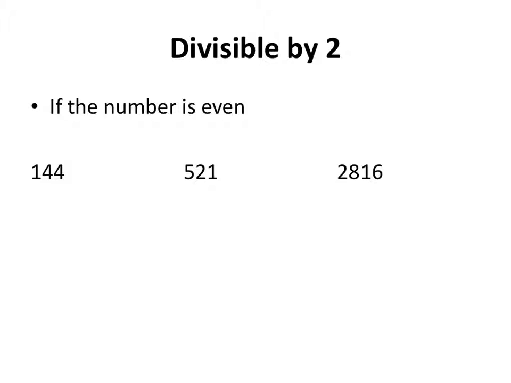Let's begin with our rule for checking for divisibility by 2. That's pretty simple. If the number is even, it's divisible by 2. 144 is even. We can think of this as two groups of 72. 521, not even, no factor of 2. 2,816 is even. We can think of this as 2 multiplied by 1,408.